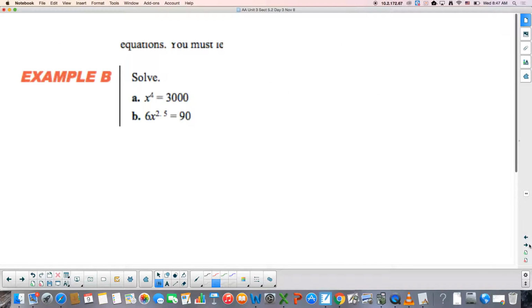Okay, now this is one where, how do I solve that? Is that an exponential function, A? Or is that a power? It's a power, isn't it? Okay, so now how do we solve for x?